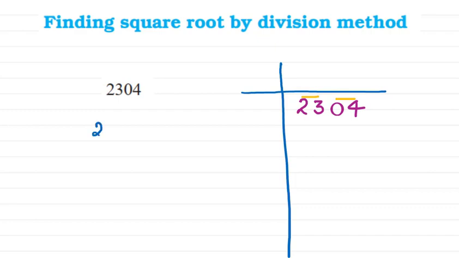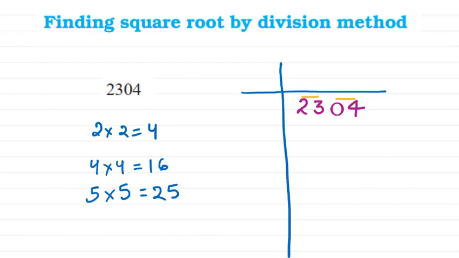Now you know that 2 into 2 will give you 4. Now you have to see the nearest number whose square gives a number closest to 23. 5 into 5 is 25, but that will be greater. So we will take the smaller one, that is 4. 4 fours are 16.